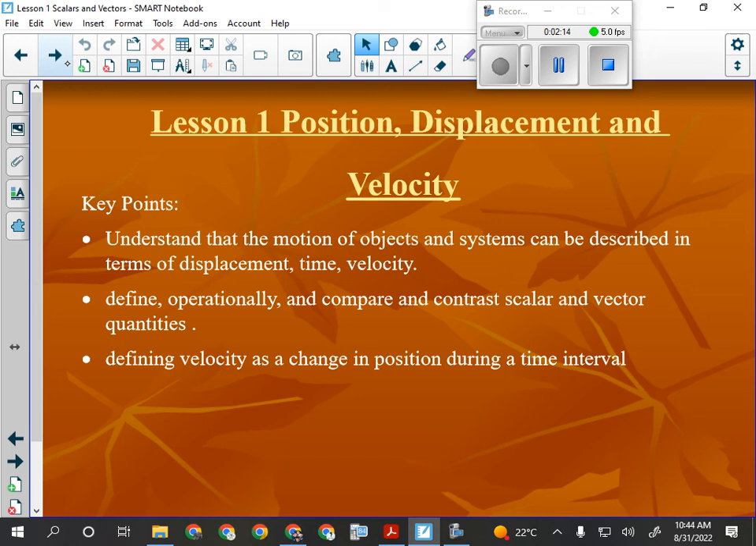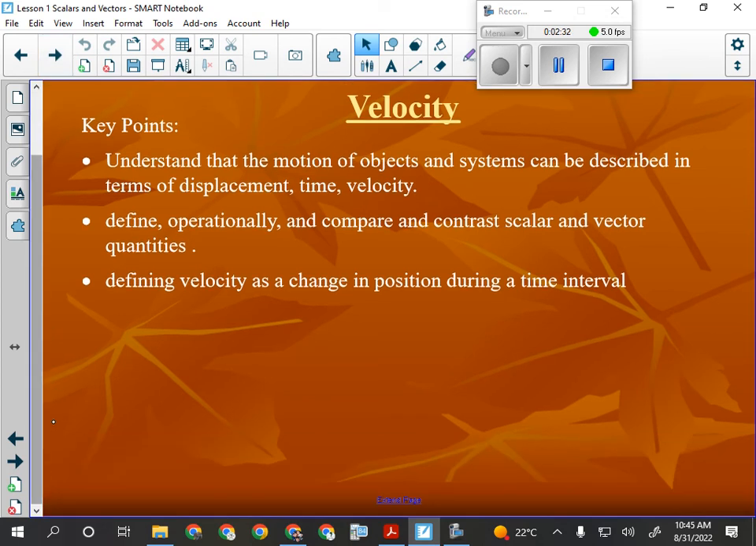What we'll look at today is distance versus displacement. One of those is scalar, one of those is vector. Speed versus velocity. One of those is scalar, one of those is vector. They describe similar things from different points of view. Everybody heard that idea? Sound familiar? And then lastly, defining velocity as a change in position during a time interval.